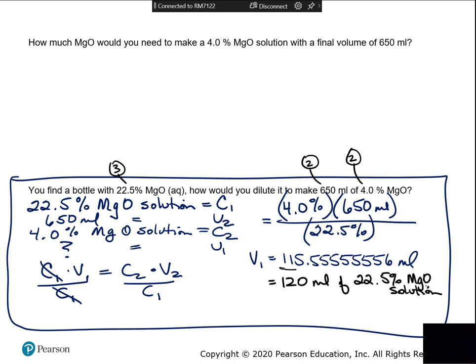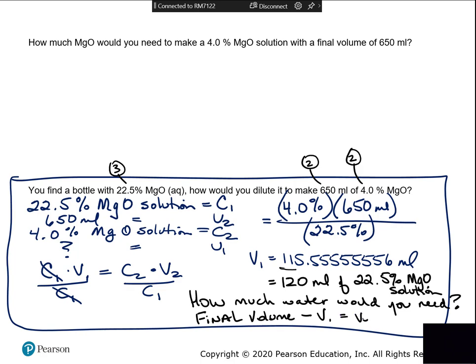If you're doing a dilution, then you do know how much water you would add, because they're all liquid volumes. So if I'm using 120 milliliters of that 22.5%, then how much water? So what's my final volume? So in the question, what's the final volume I make?